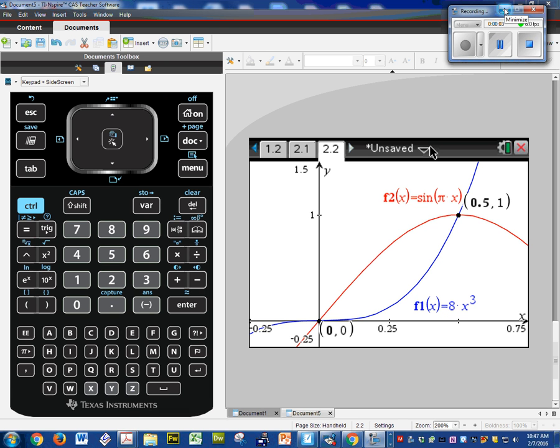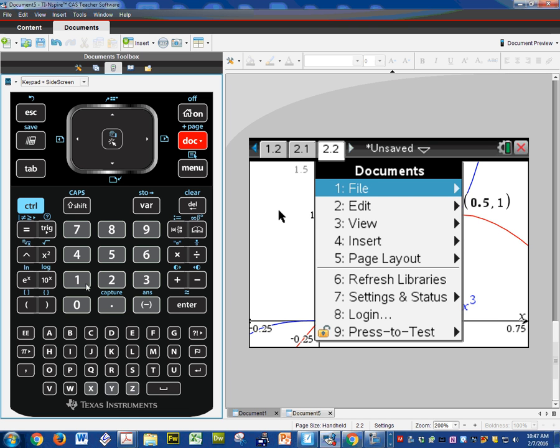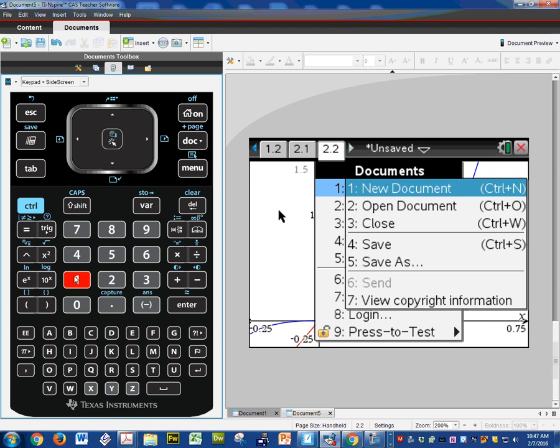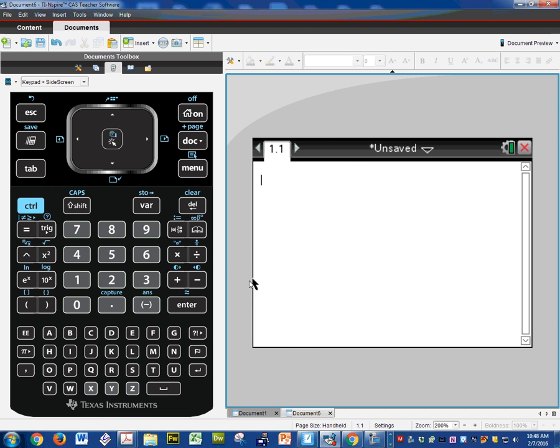Hi, today we're going to be talking about how to find or calculate derivatives on the TI Nspire CX CAS. Go ahead, and if you have a lot of information here, go ahead and get rid of it. And we're going to start off by taking the derivative in the calculator mode here.